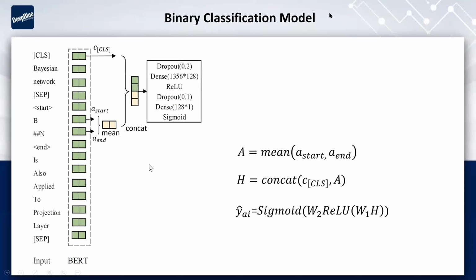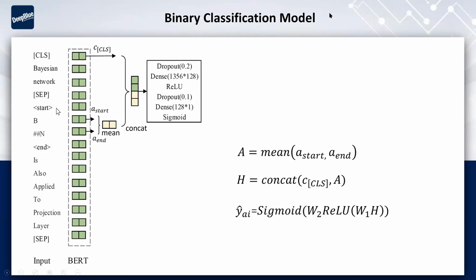We designed our binary classification model for acronym disambiguation based on BERT. Since BERT can process multiple input sentences with segment embeddings, we use the candidate long form as the first input segment. For example, Bayesian network, which is the long form of BNN, is placed at the beginning, and the given context as the second input segment.